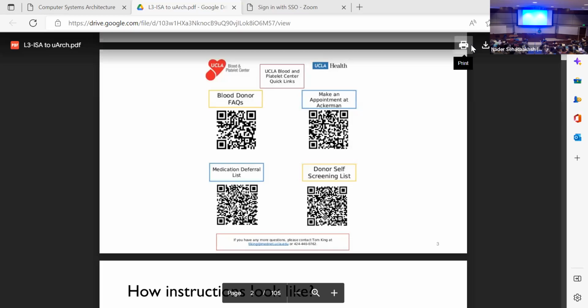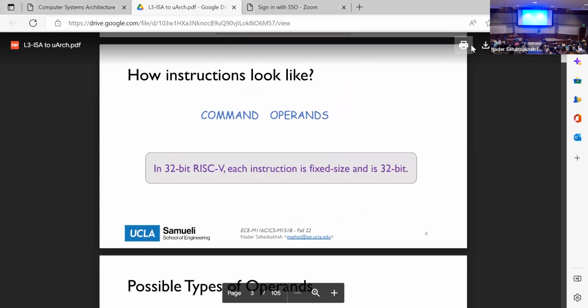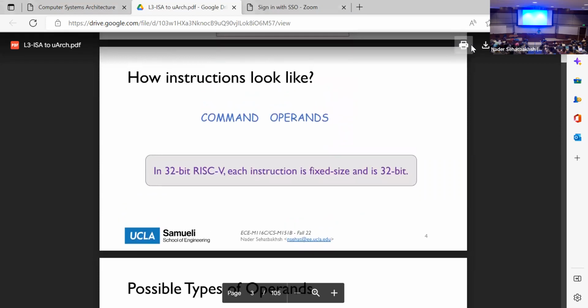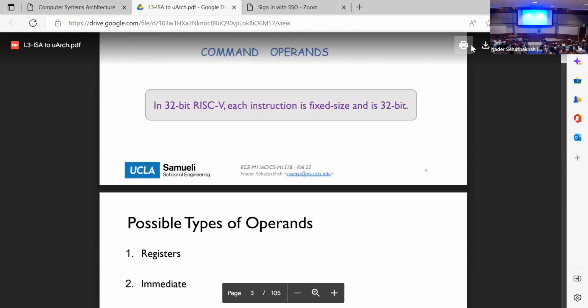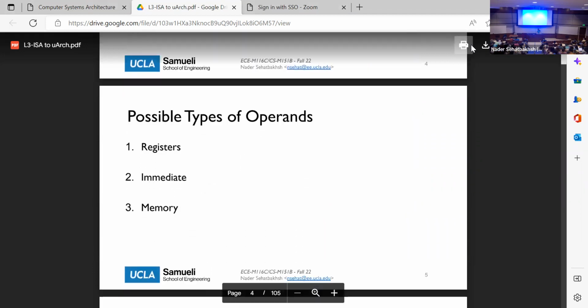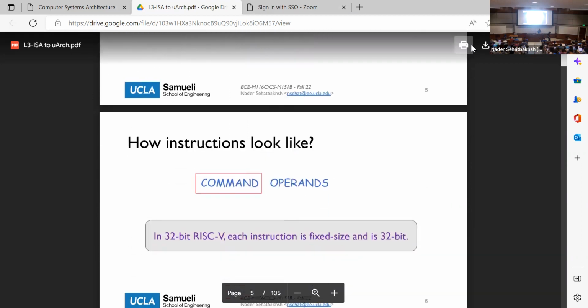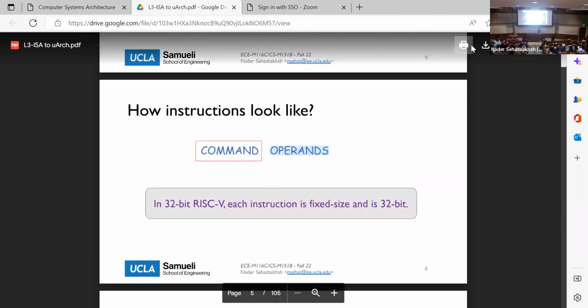All right. So we talked about the commands and the operands. We covered the operand part and talked about the registers and immediates and memory and so on. And then we shifted to the command part. So today we want to talk more about the command part.